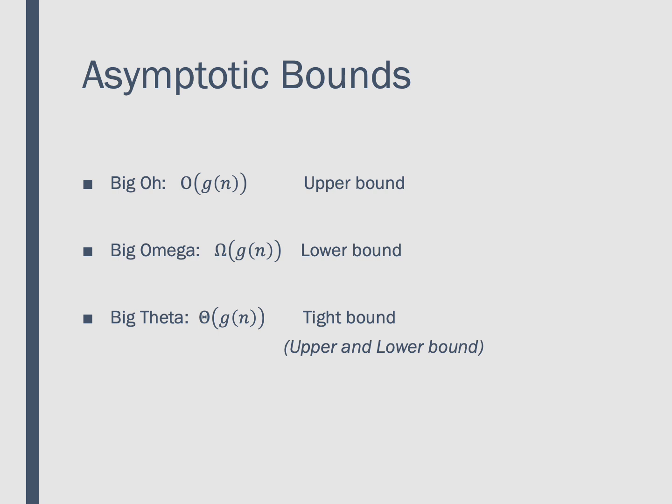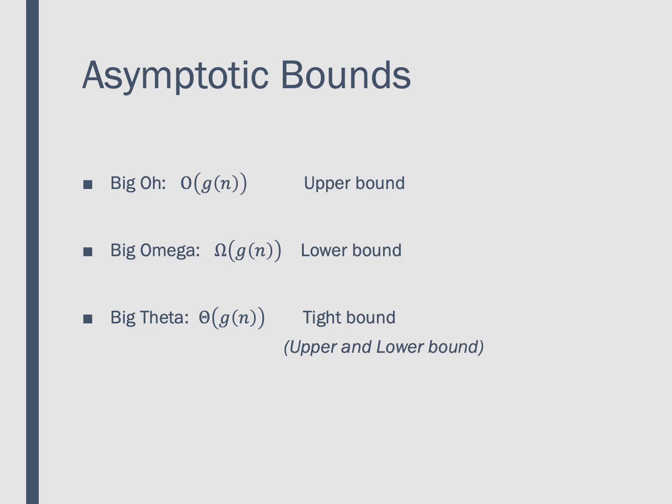Now let's break it down into the three major notations. The first one is big O notation, represented as big O of g(n). It defines an upper bound for an algorithm's growth. It tells us the maximum time or space an algorithm will take, even in the worst case scenario. For example, if an algorithm is big O of n squared, it means that its growth will not exceed n squared as the input size grows.